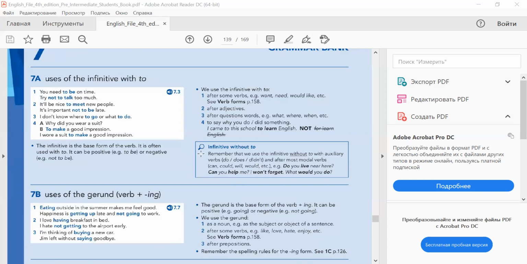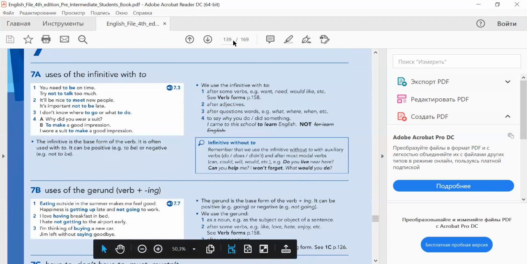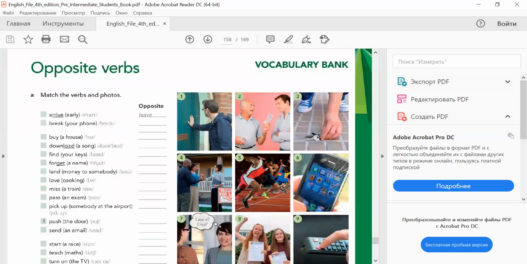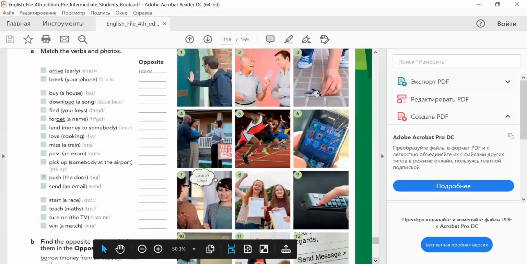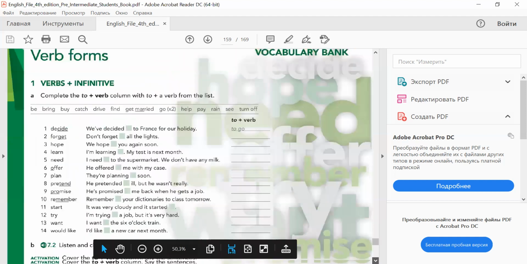Auxiliary verbs – это вспомогательные глаголы, и modal verbs – модальные глаголы, таких как do, does, didn't, и can, could, will, would и так далее. Да? После них, с ними, когда мы делаем предложение, мы не используем инфинитив с to. Мы употребляем инфинитив без to. Окей. Теперь на странице 158 у нас есть список глаголов, которые нам нужно знать, потому что они употребляются с инфинитивом.